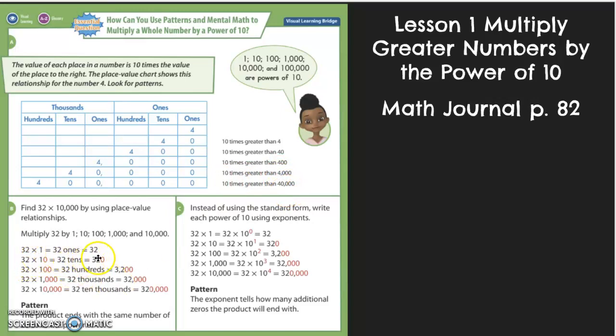If I did 32 times 1, I get 32. Well, 32 times 10, I add 1 zero. 100, I add 2 zeros, and it just keeps going. So that's the pattern with the zeros. Now, we did work on the exponents. 32 times 1, that means there's no exponent. 32 times 10, that's to the first. That means we're multiplying it by 10. And then if it's a second, we kind of said the trick was add 2 zeros. 3, add 3 zeros. 4, add 4 zeros. So that was kind of the trick that we had talked about before.